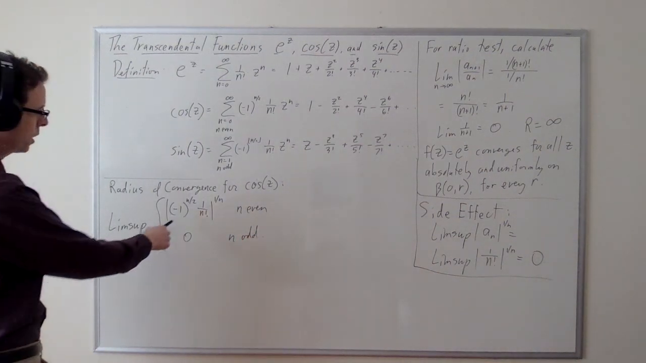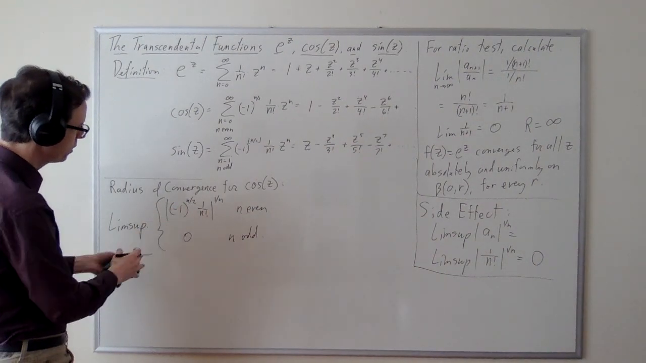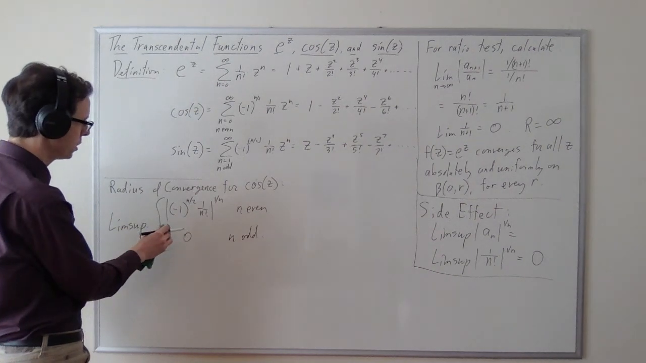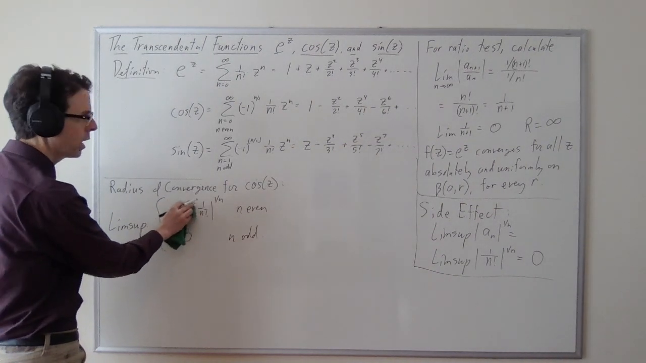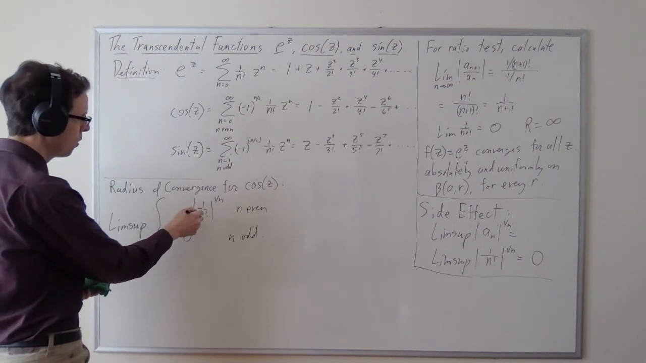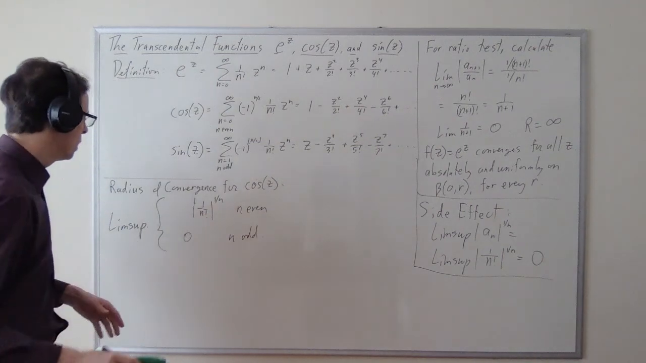So can we calculate this? Well, I hope so. Now, notice here that I've got (-1)^(n/2), but I've got it inside a modulus sign, and so I don't need that. I can get rid of that. And I don't really even need the modulus sign at all because I know that n factorial is going to be a positive number, but let's just leave that.